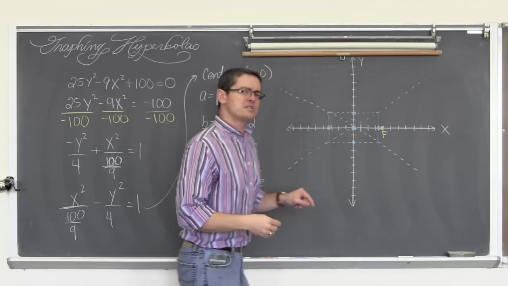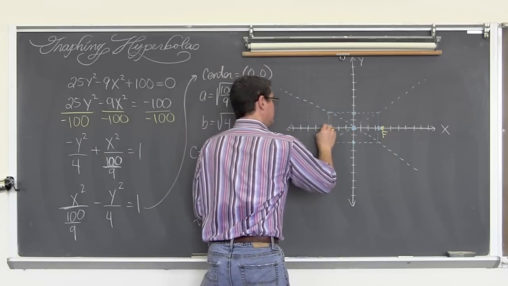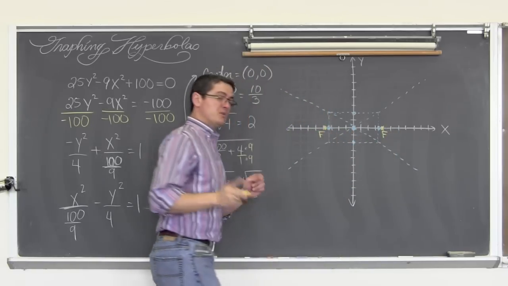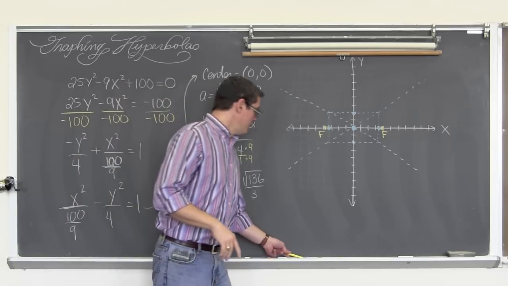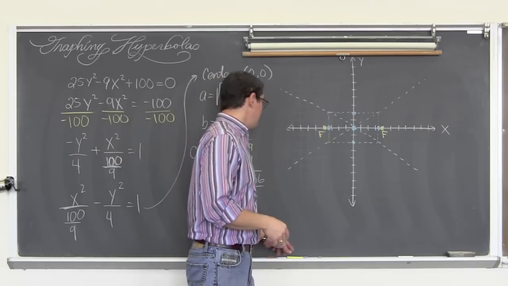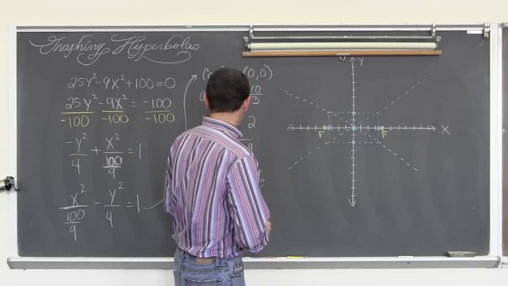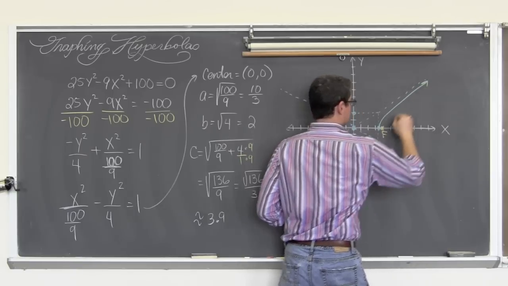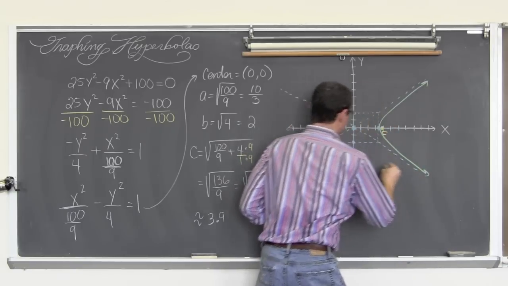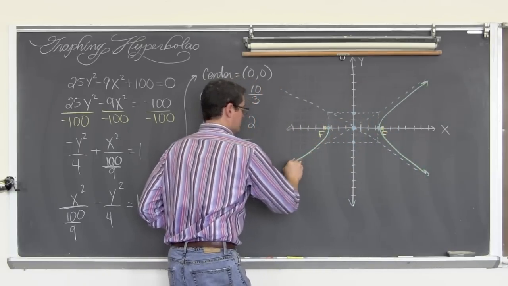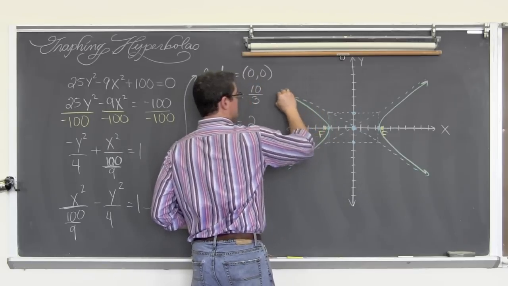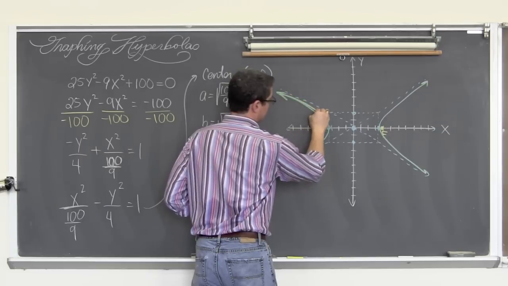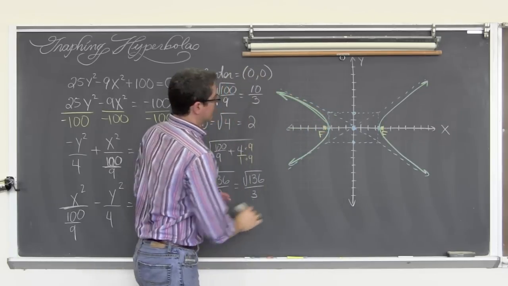Your focus and your vertices are not always as close together, but they do need to be on the outside of the vertices. And my graph looks like this. Through the vertex and up towards and down towards your asymptote lines. So now that we have the graph drawn, or you could do yours before, try not to make them look like V's.